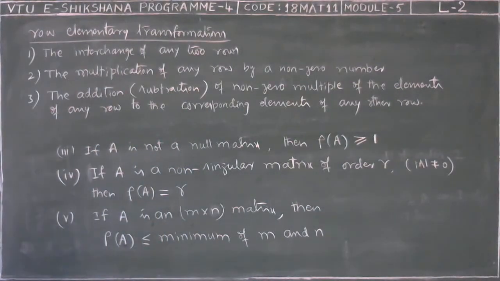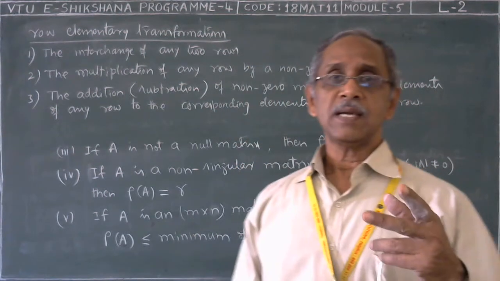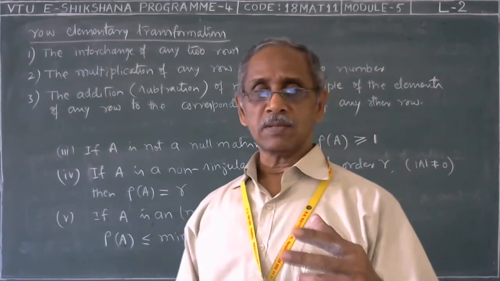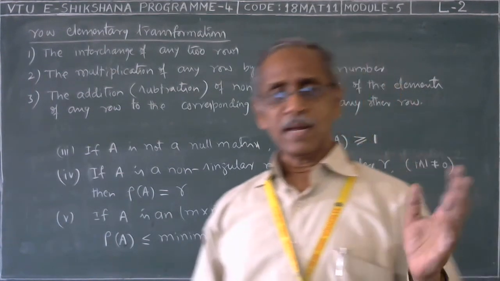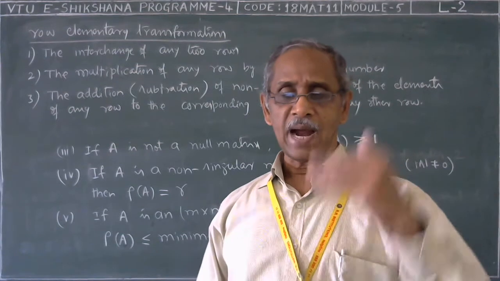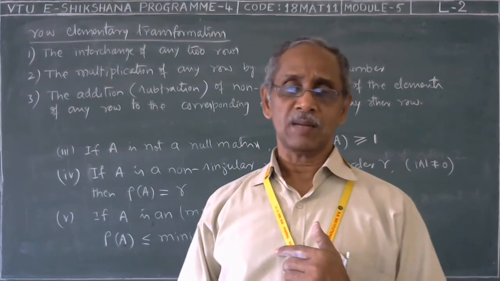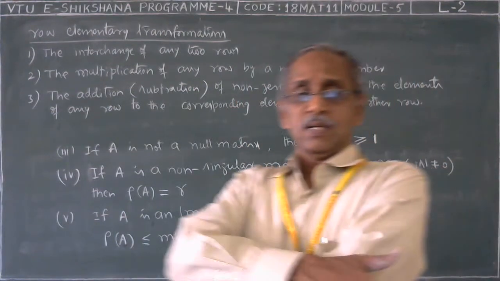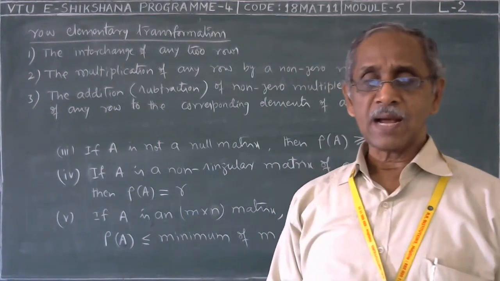So these are the three row elementary transformations. It clearly says we are allowed to interchange any two rows. Row 1 can be interchanged with row 2, row 2 can be interchanged with row 4 or row 5, like that. We can multiply row 1 or row 2 or row n in general by a non-zero number. After multiplying, the resulting elements can be added or subtracted with the corresponding elements of any other row. So these three are allowed. Using these three, we have to reduce the given matrix to echelon form in order to determine the rank of a matrix.